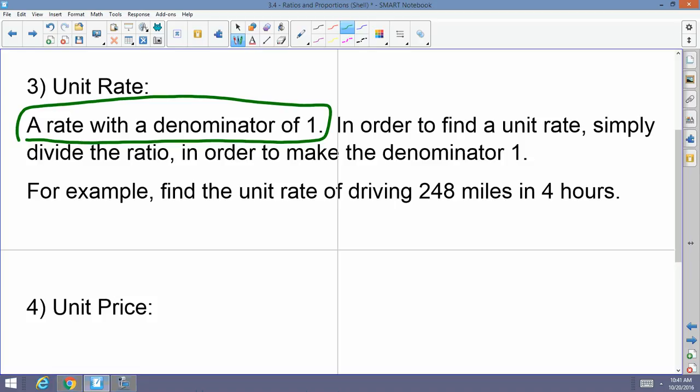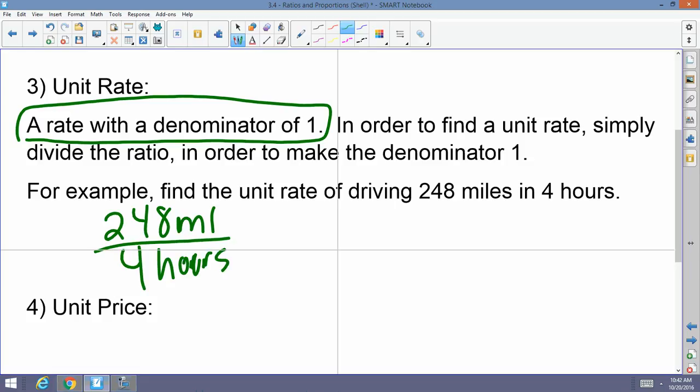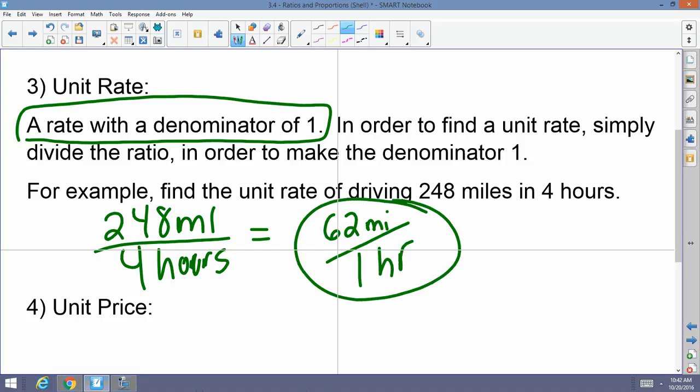Give me 1 second, my brother. For example, find the unit rate of driving 248 miles in 4 hours. My rate will be 248 miles in 4 hours. That's my rate. What's my unit rate? I just divide it. So 248 divided by 4 is going to give me 62 miles per 1 hour. This is my unit rate because it explains how far did I go in 1 unit of time.